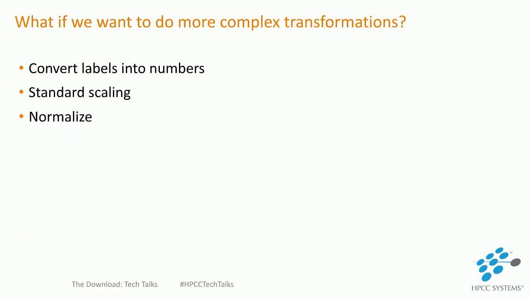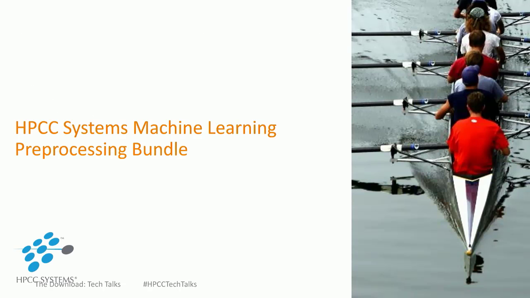But during the internship, we were wondering, what if you want to do more machine learning specific transformations, like transforming labels into numbers, performing standard scaling, or normalizing? You could still do that, but you would have to use a combination of the previously shown functions and modules. So we wanted to make it easier, and the vision is to be able to have an even more complete package than the sklearn library of Python. That's the vision and the goal of this preprocessing bundle that we worked on during the internship.